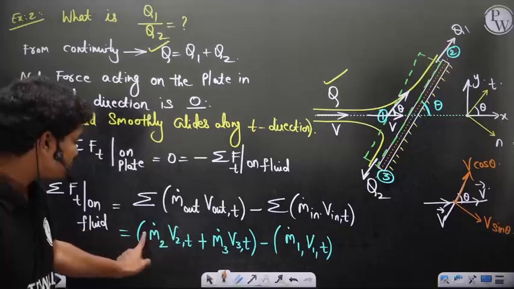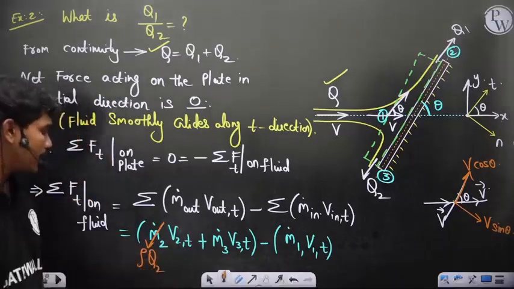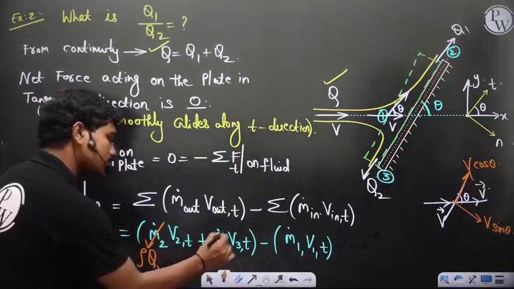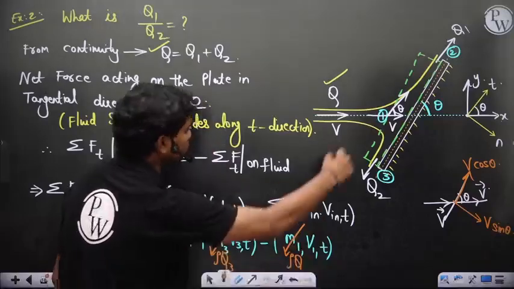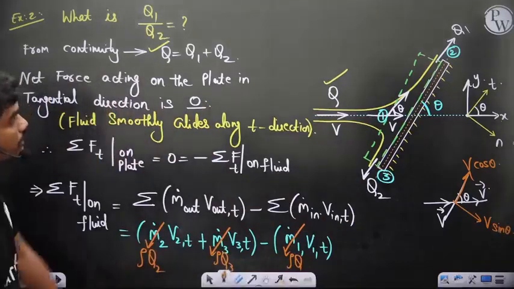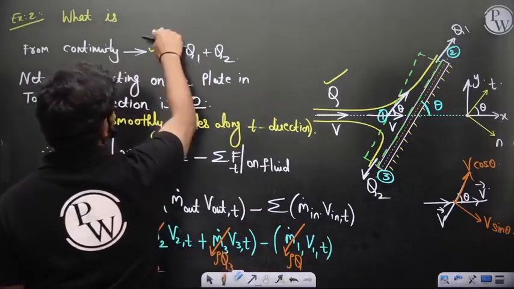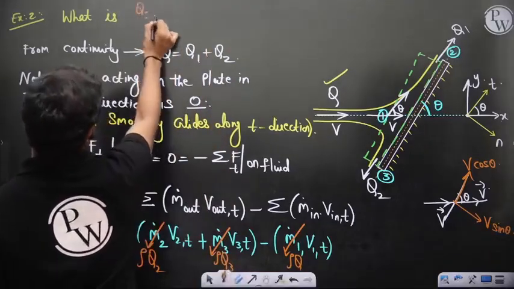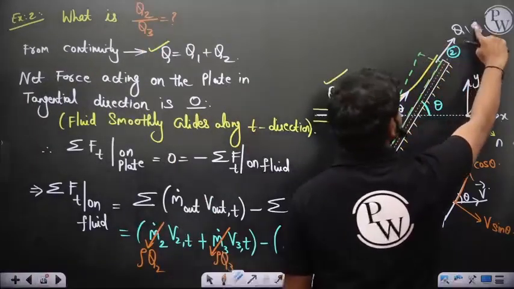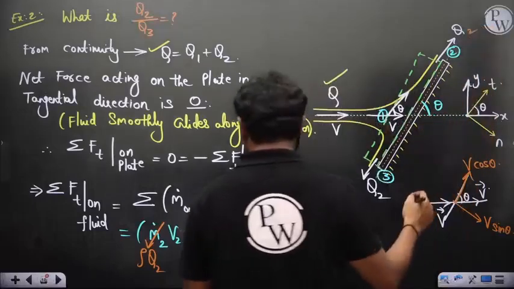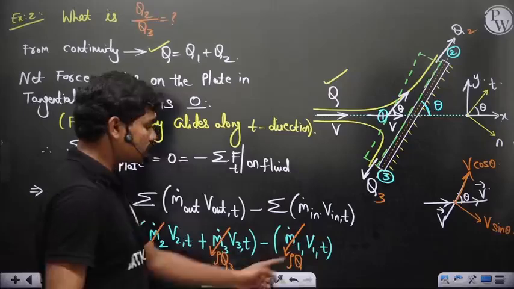m2 dot can be written as rho times q2. This is no issue. So rho times q2, this is rho times q3 and this is rho times q1. Let's do this as q2 and q3, because 2 and 3 are the notations we are using for sections. So let's call this q2 and this q3, and let's say this is q total, so this is Q.